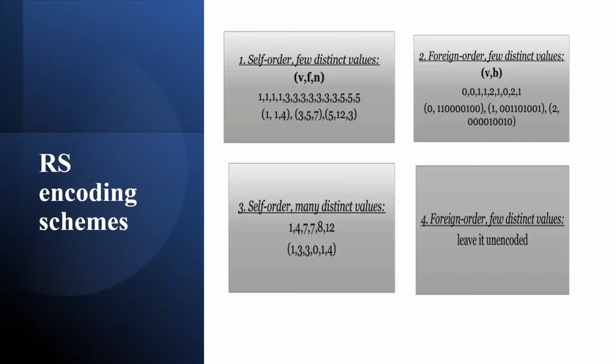Coming to the read optimized store, it follows four types of encoding schemes. One is self order with few distinct values. Second is foreign order with few distinct values. Third is self order with many distinct values. Fourth is foreign order with many distinct values.